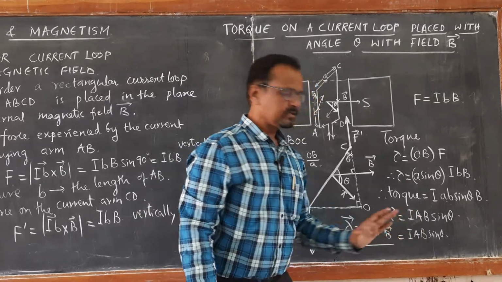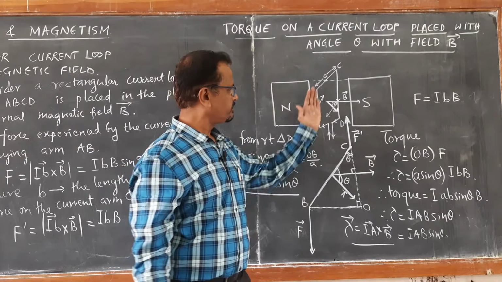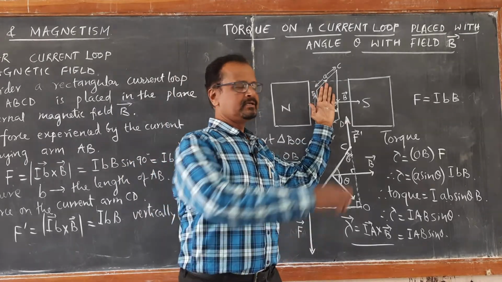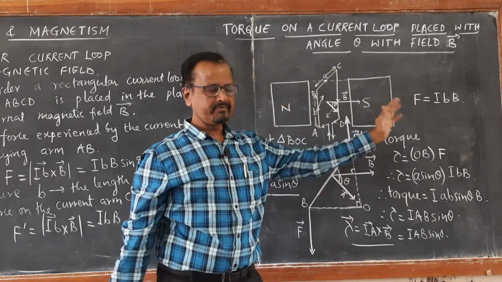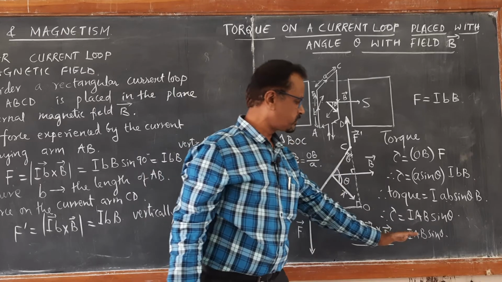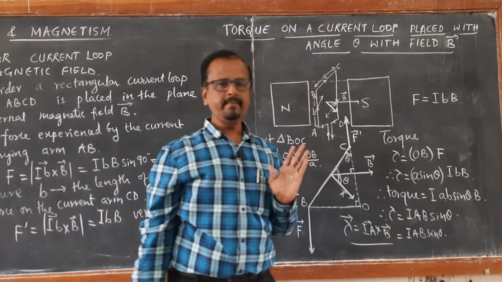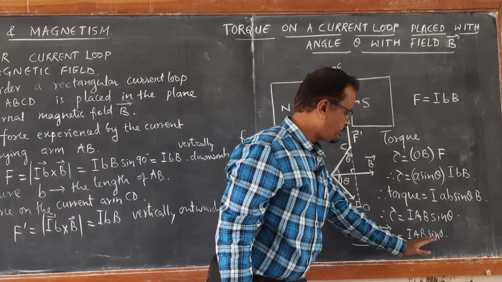at that moment the torque becomes maximum, which we have already derived earlier, when the plane of the area is in the direction of magnetic field, so that the normal drawn to the area is perpendicular to the magnetic field. When the normal drawn to the area is perpendicular to the magnetic field, sin 90 becomes 1, the torque experienced will be maximum, right? That's how torque tau equal to IAB sin theta.